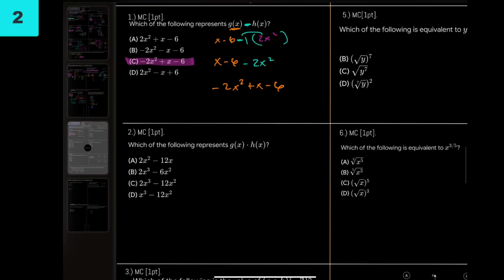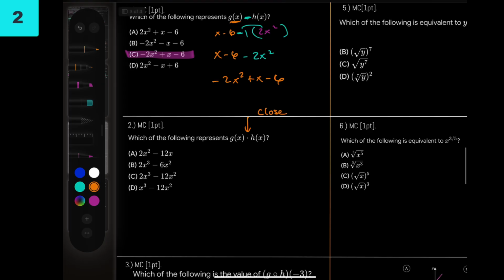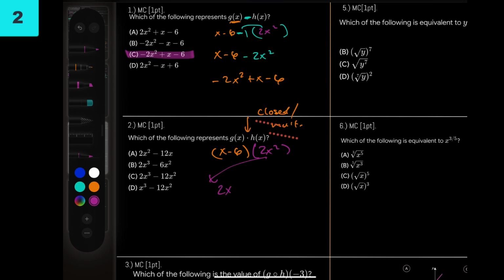Okay, so then I want you to notice on this one that this is a closed circle, so that means it's a multiplication, not composite functions. So all you have to do is just multiply the two. I have g of x, which is x minus 6, and then h is 2x squared. Now if that looks funny, you can put that in the front, so you have 2x squared times x minus 6, and then you can just distribute: 2x to the third minus 12x squared. That one will be choice C.